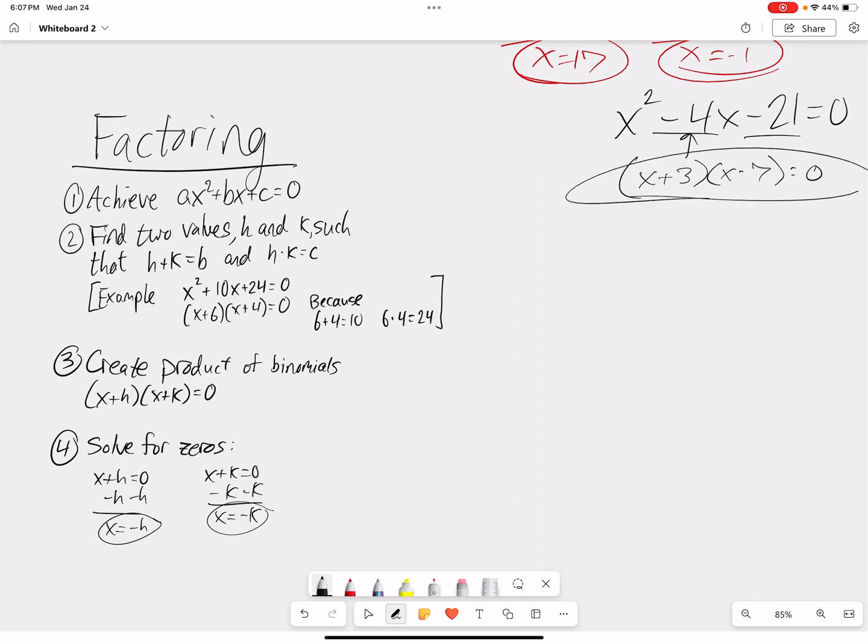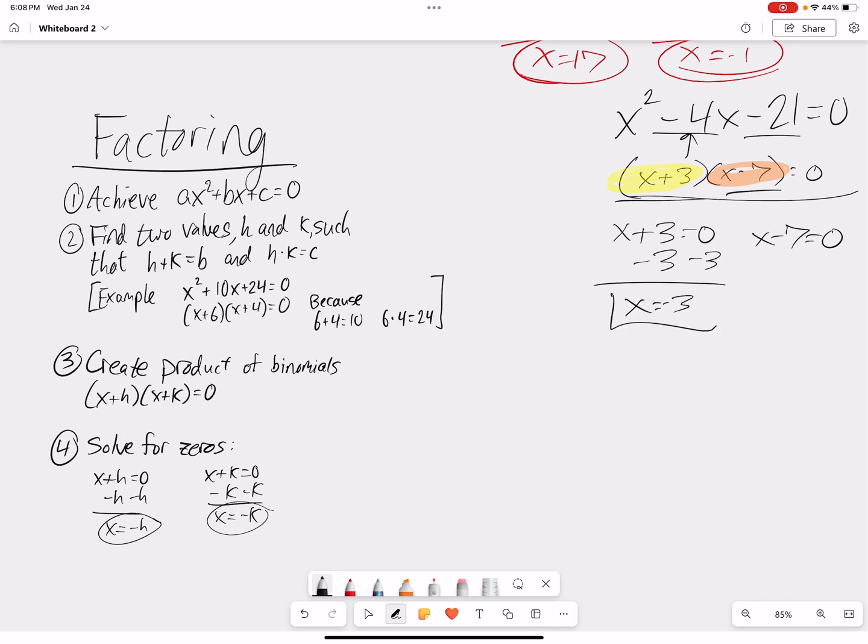The reason this is nice now is because I have these two binomials that multiply to get 0. If two things multiply to get 0, at least one of them has to be 0. So either x plus 3 is 0 or x minus 7 is 0. Either way, we're happy because the whole product of binomials will be 0. And so that happens when x is negative 3 and when x equals 7.